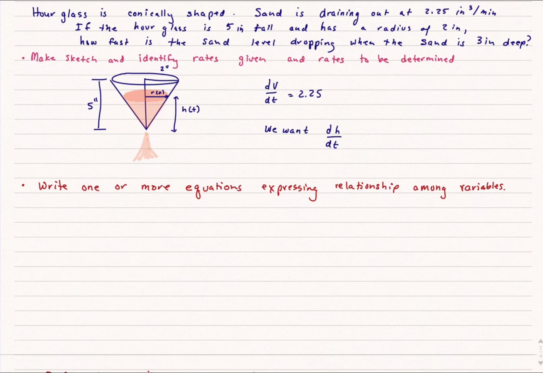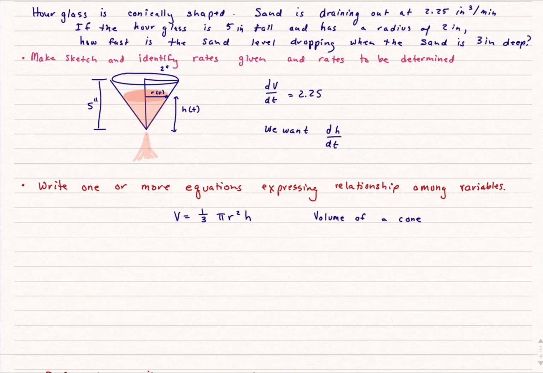So I think I can come up with a relationship between the volume and my height and my radius. The volume of a cone is given by 1/3 pi r squared times h. I know my final equation, I want to have that v prime and I want to have an h prime. It's the r that I'm not quite sure what to do with.